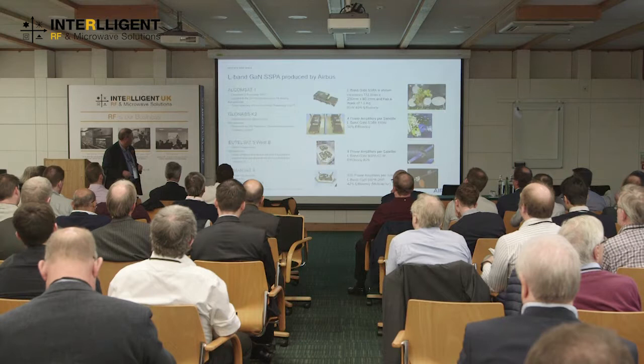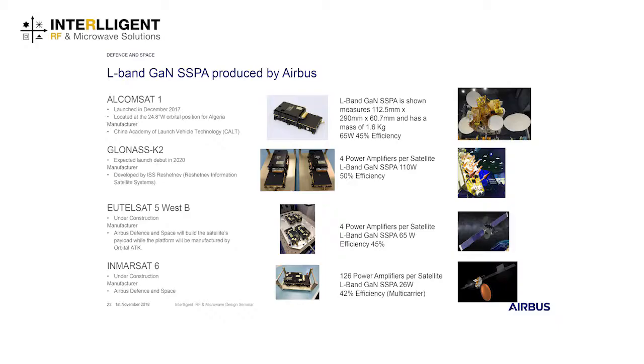We've put up a number of SSPAs. AlchemSat-1 is an example. That's in orbit. It's been running for most of this year. We've done a lot of SSPAs for navigation, a lot in the GLONASS system. We've got amplifiers going into the Eutelsat 5 West B satellite, and another one that's just coming along. And at the moment we're doing Inmarsat 6 flight 1 and 2. That's an active array. So there's 126 SSPAs per antenna.